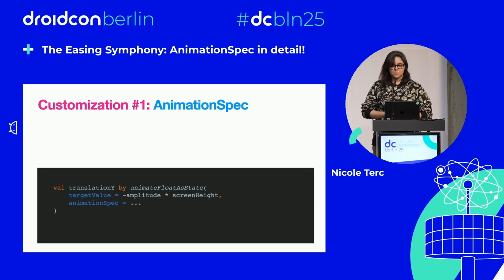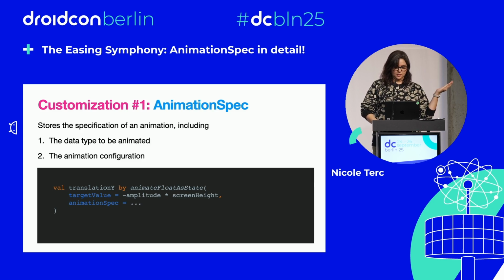But what is AnimationSpec? If you take a look at the documentation, you're going to find something like this. AnimationSpec is the one that stores the specification of animation, including 1, the data type to be animated, and 2, the animation configuration. If you try to understand this definition, point 1 is pretty obvious. It's just whatever you're animating, a float, a color, whatever you want. But when we go to point number 2, what the hell is an animation configuration?